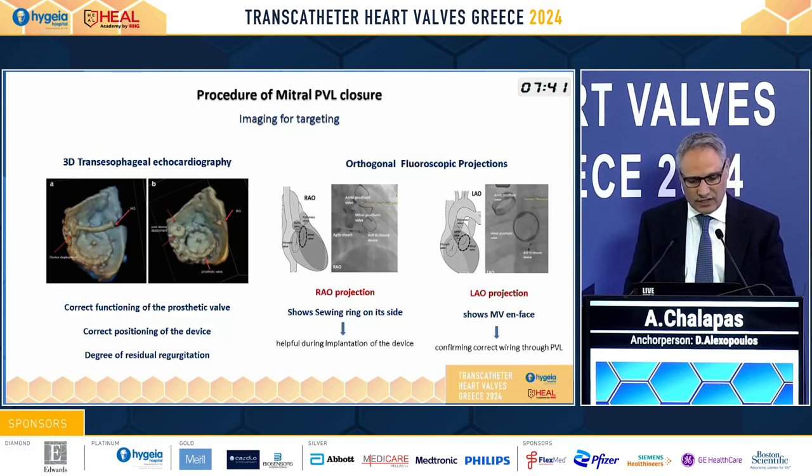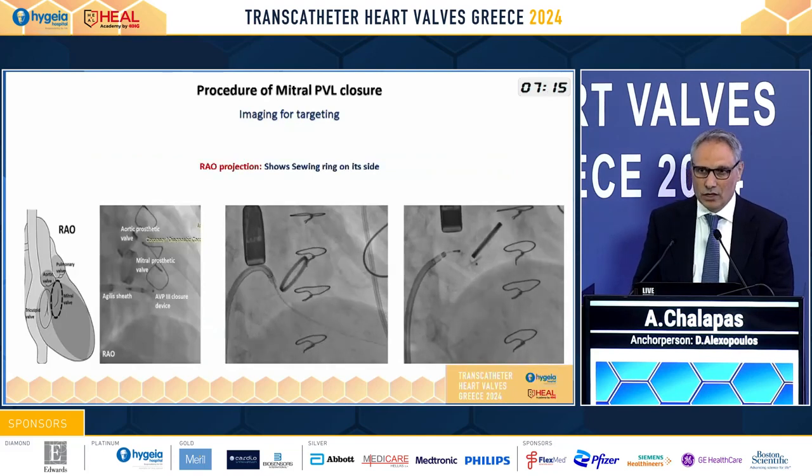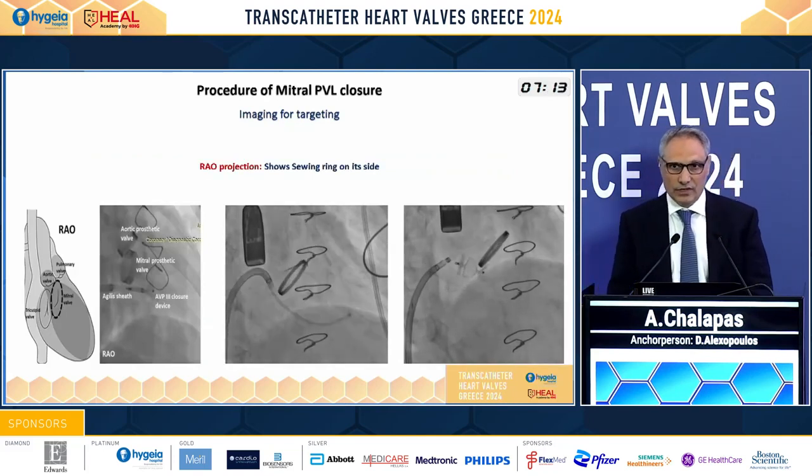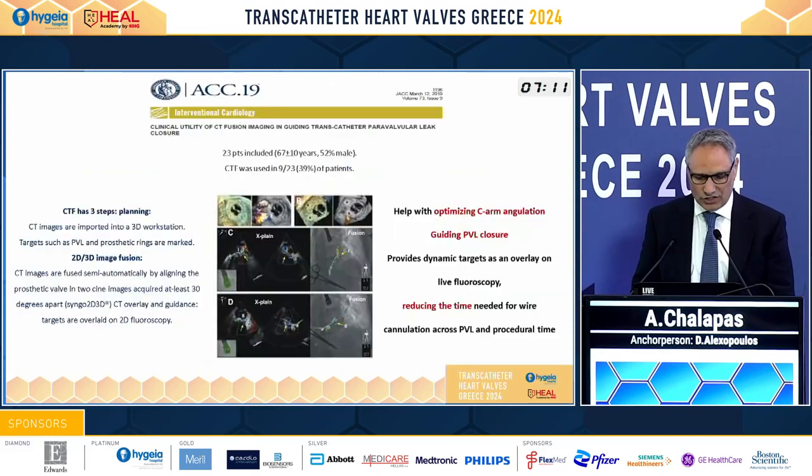Transesophageal echocardiography gives us important information for the precise deployment and implantation of the devices, in order to estimate the correct function of the prosthetic valve, and of course to estimate the residual degree of paravalvular leak. And of course by using different fluoroscopy projections, like the left projections, which can show us the mitral valve en face, we can better confirm the correct wiring through smaller leaks, or the right projections, which are very helpful during the implantation process.